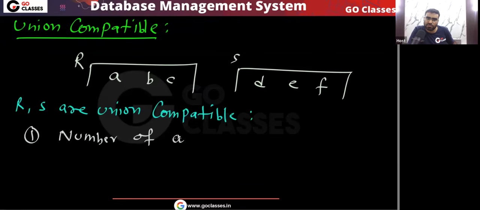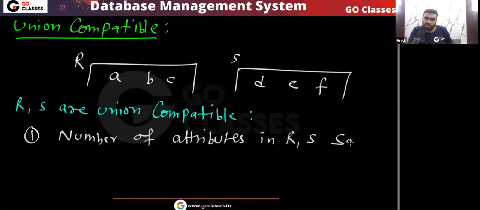The number of attributes in R and S must be the same. Okay, and the second point, what is that?